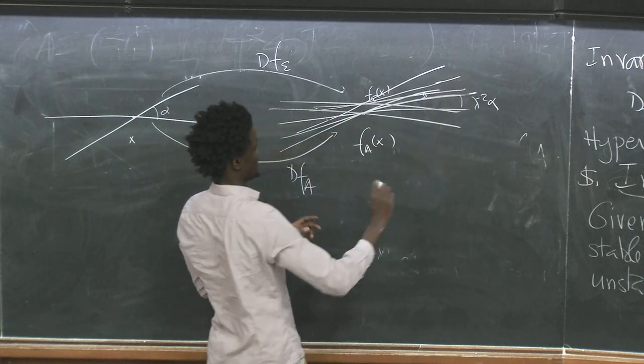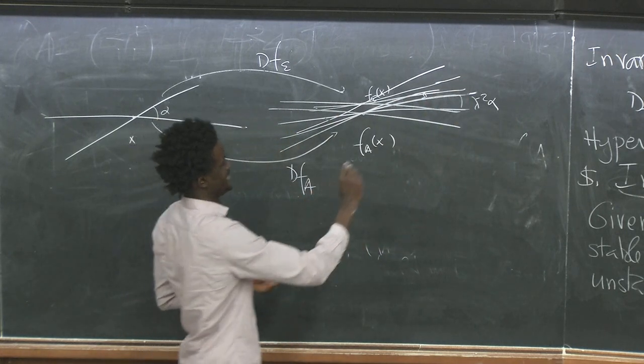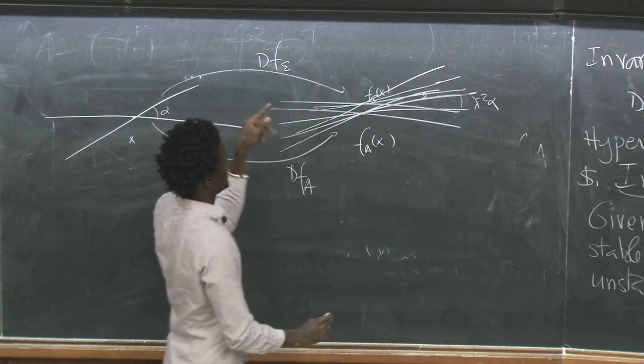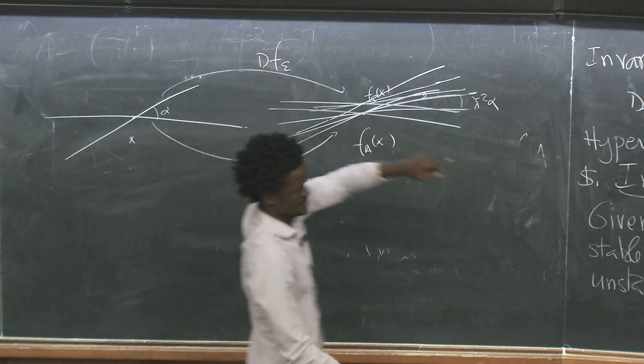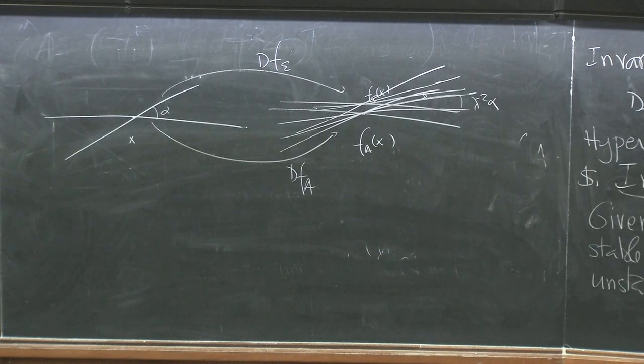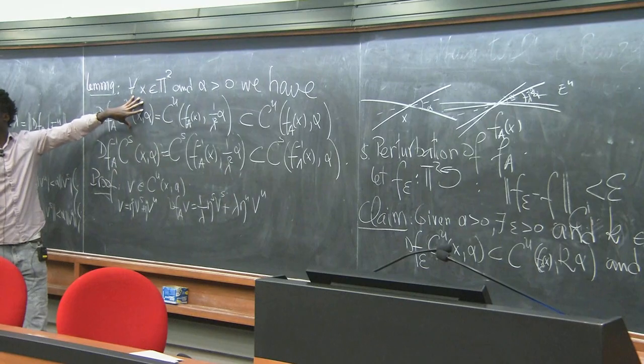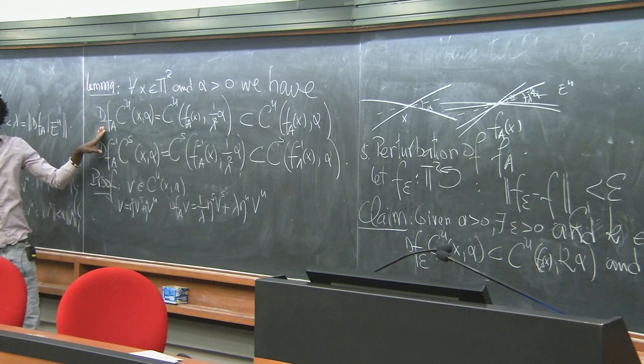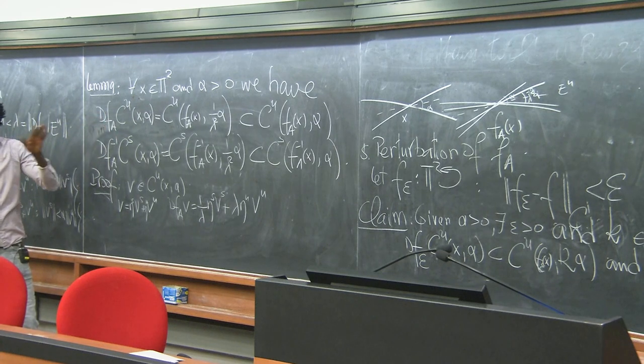I don't know, my picture is very messy. You guys forgive me. This follows just because this is continuous. It is a continuous family of cones, and the differential I change just a little bit. So I will preserve the invariance of the cone. Is that more or less clear?